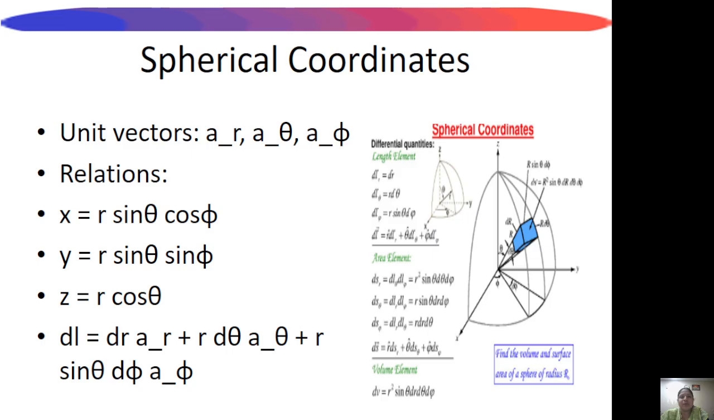Relationships connect spherical and rectangular coordinates. Differential length elements depend on angles and radius. Spherical coordinates simplify field expressions. They are widely used in wave propagation studies. Hence, understanding this system is important in EMF analysis.